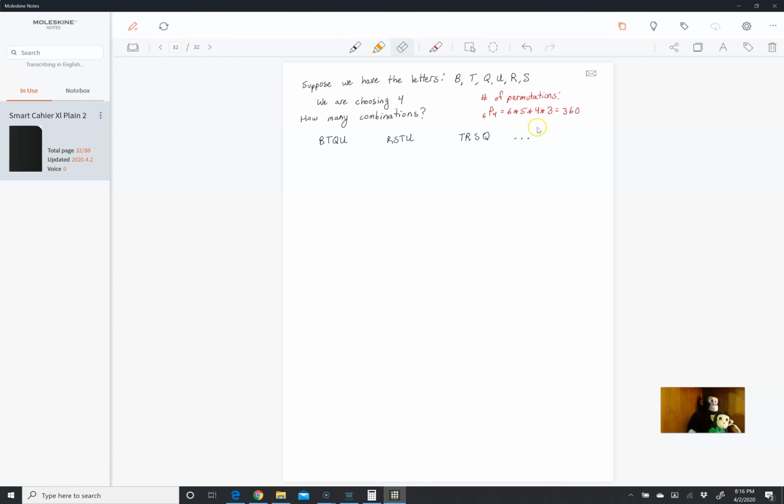Well, let's see how many different combinations. So these we know are different combinations because they involve different letters. So BTQU is a different combination from RSTU. In order to be a different combination, they have to have different letters. I'll put that down here. They have to have at least one different letter.